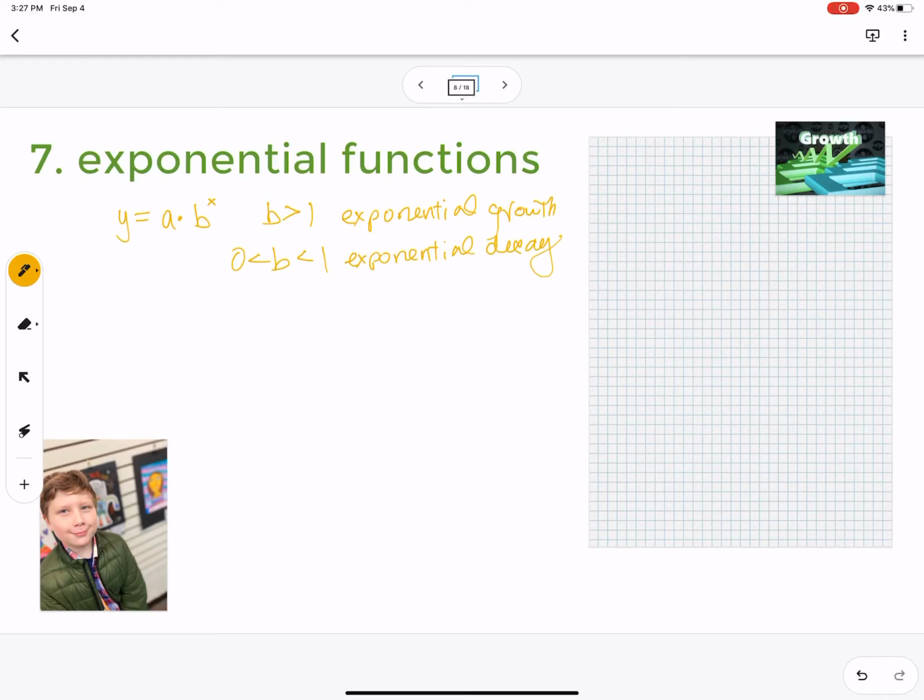So I started comparing y equals 2 to the x, y equals 3 to the x, and y equals e to the x, just to give you some variety.